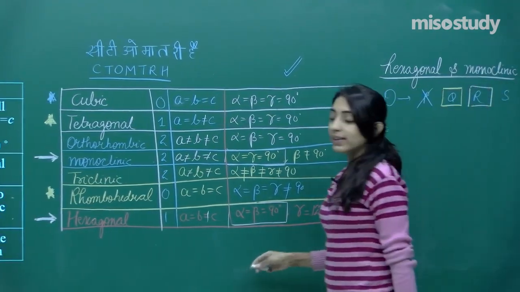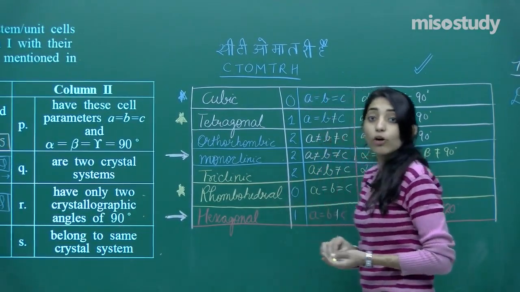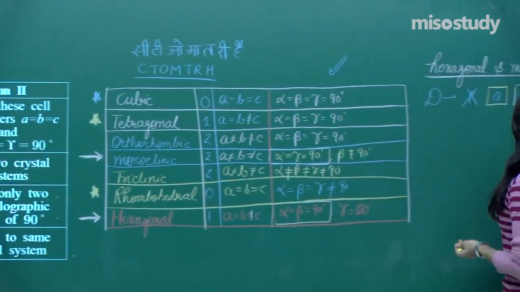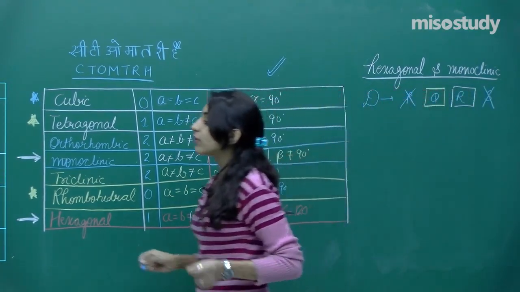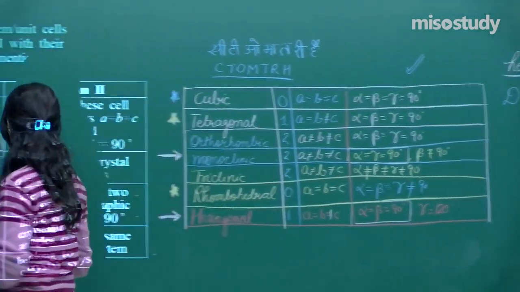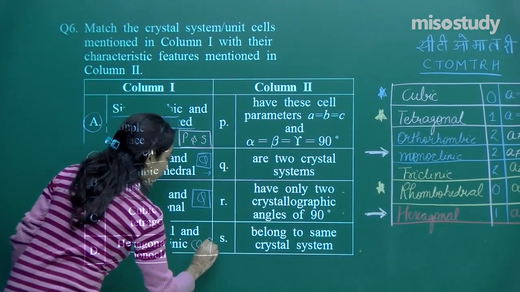And option number S says that they belong to the same crystal system. No, they belong to different crystal systems. So even option number S is wrong. So for option number D, we ended up getting the values as Q and R.